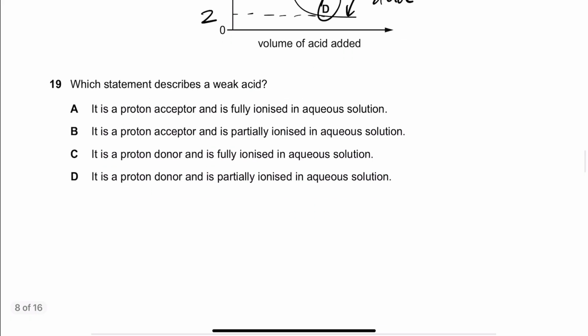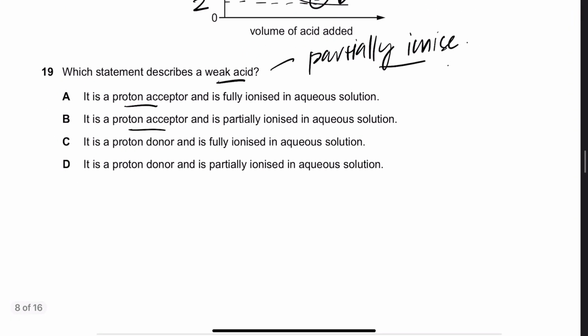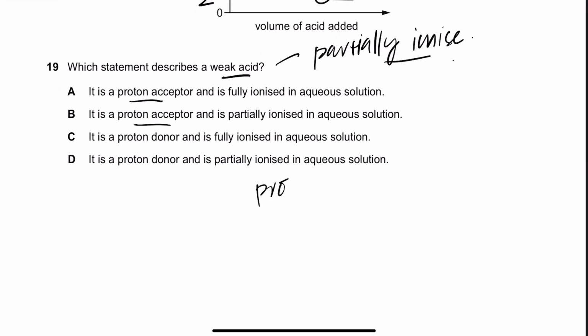It says which statement describes a weak acid? It should partially ionize when dissolved in water or in an aqueous solution, right? So partially ionize. Okay, let's do this. And weak base, so they're talking about proton acceptor, proton donor. You realize that an acid is always a proton donor, not an acceptor, right?